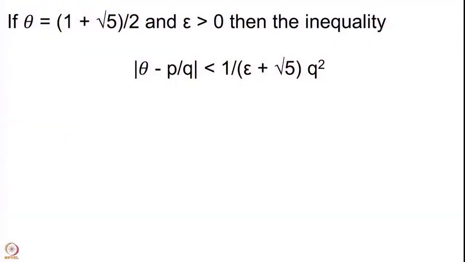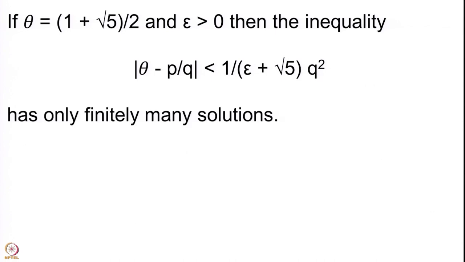A sequence is an infinite set. We are actually going to prove that this particular inequality holds for only finitely many rational numbers. So let us go and see what we are going to prove. We prove that if theta is 1 plus root 5 by 2 and epsilon is any positive real number, then this inequality, mod theta minus P by Q less than 1 upon root 5 plus epsilon Q square, has only finitely many solutions.